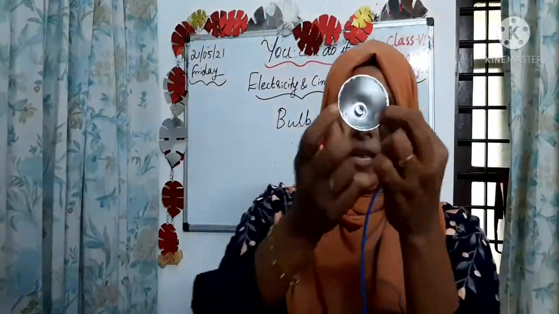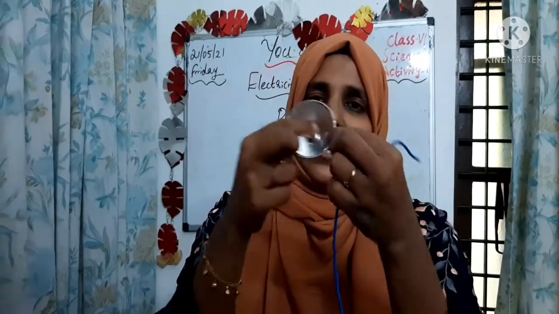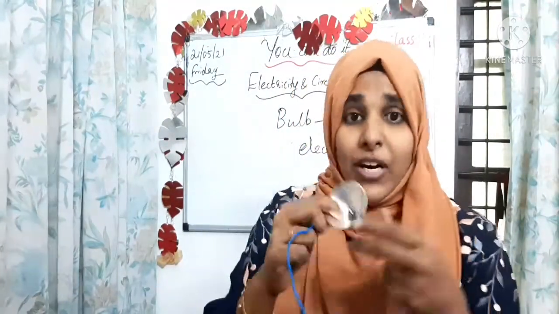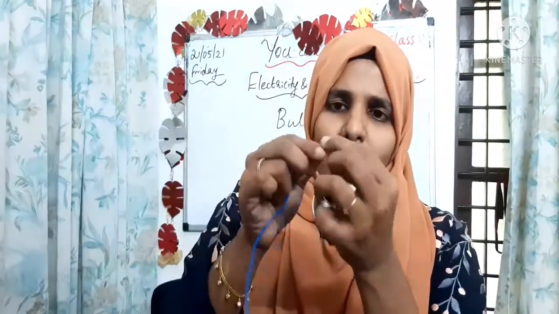Three things are needed for this activity. What are they? A small bulb, an electric cell, and a small piece of wire. Okay, and let's do this one. My father taught me. Before, I tried a lot on the internet, but I didn't get an idea. So what do we have to do? We have to connect a part of the wire into this socket.